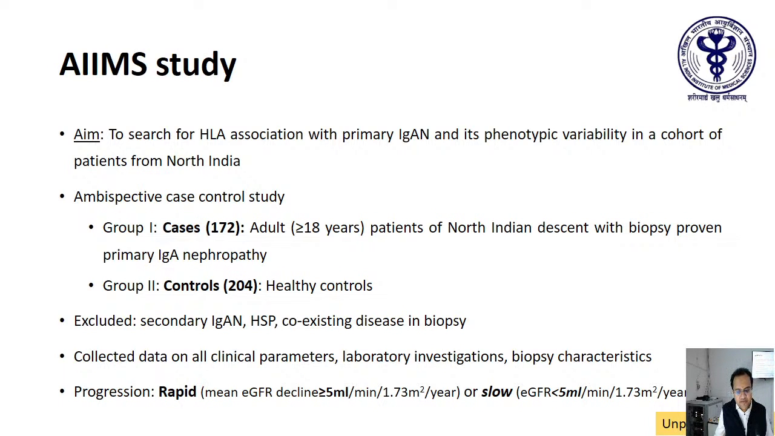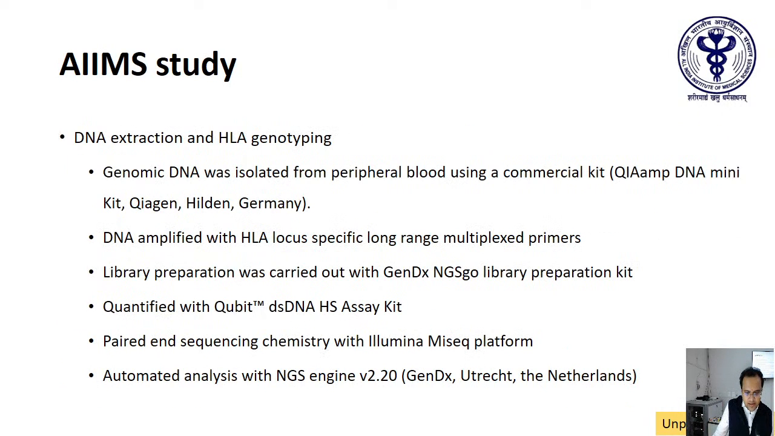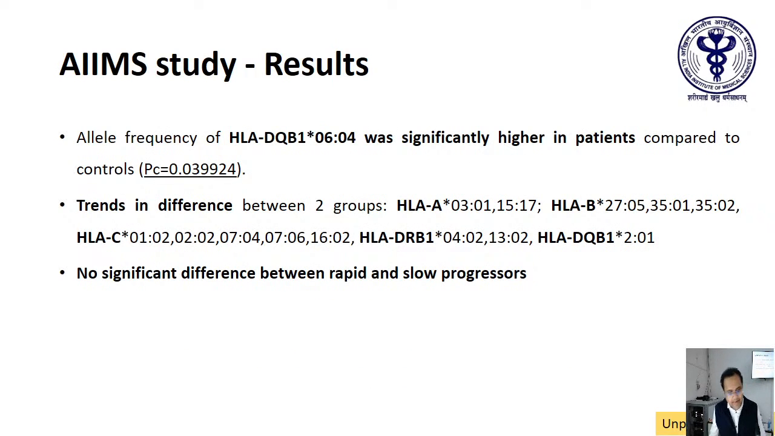This was an ambispective case control study which included around 172 patients with IgA nephropathy in comparison with 204 healthy controls, and all the standard clinical data have been collected. DNA extraction and HLA genotyping have been done from a peripheral blood sample using a standard commercial kit, and the automated analysis was done using the NGS method. The data is just being analyzed, and the preliminary data suggests that the HLA DQB1 is significantly higher in patients when compared to controls.